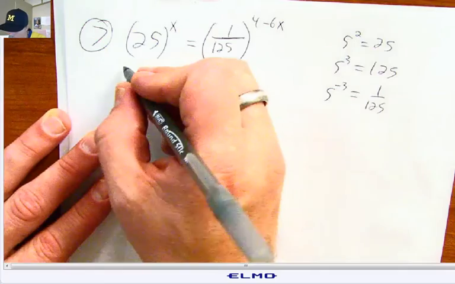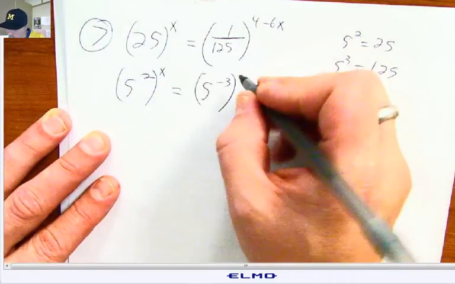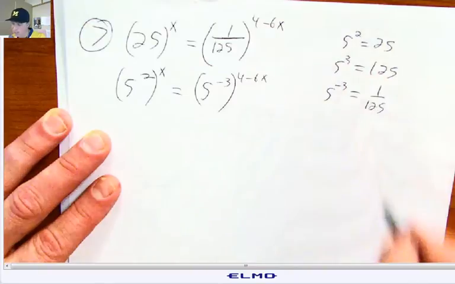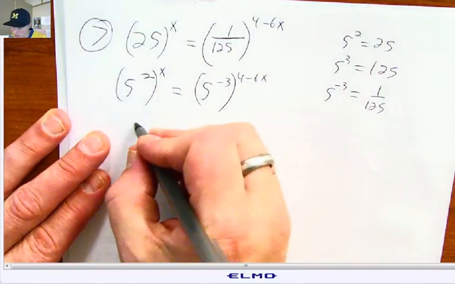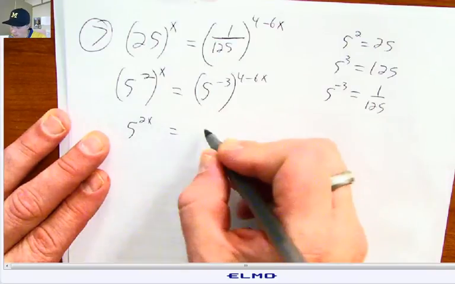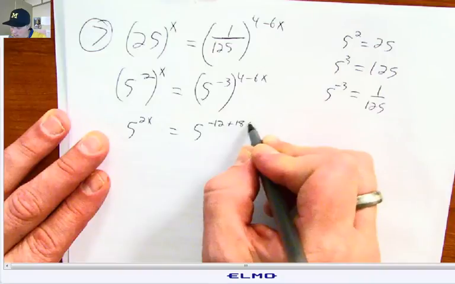But don't forget about the exponent stuff. This is still being raised to the x. This is being raised to the 4 minus 6x. Distribute this exponent, so this becomes 5 to the 2x, equals 5 to the negative 12 plus 18x.